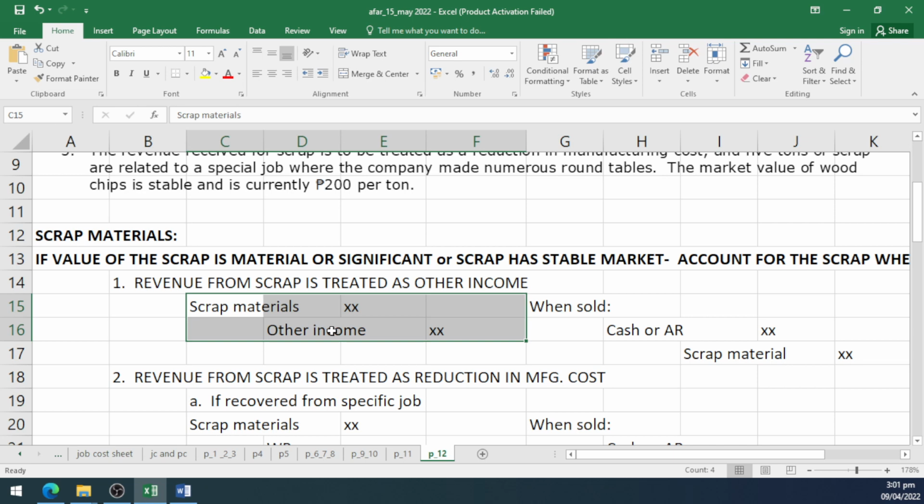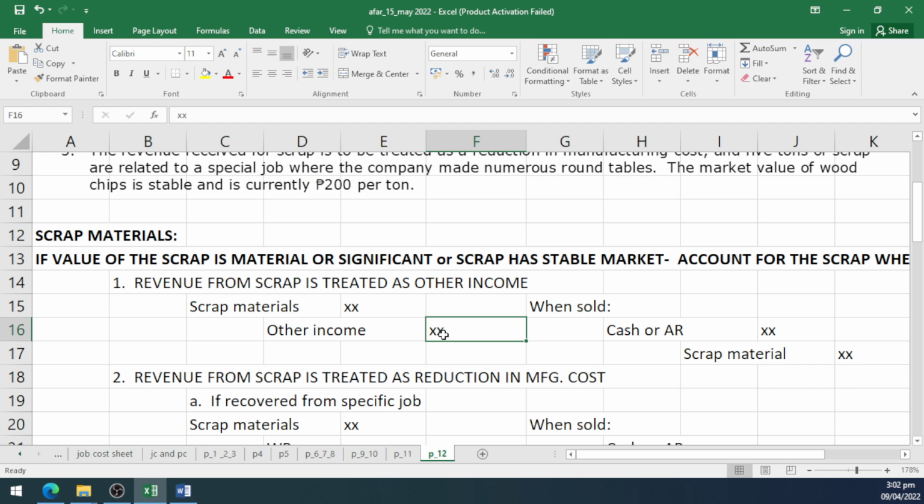Ibig sabihin, kasi yung scrap, significant material, may stable market. Kumbaga sa recognition ng asset, mayroong probable benefit which can be quantified, which can be measured reliably. So, we can set up scrap materials account as an asset. May future probable benefit. Debit scrap materials, credit other income.